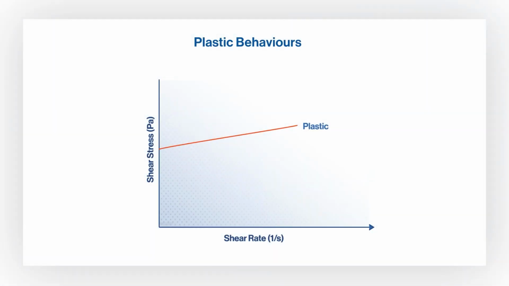Plastic fluids will act as a solid under static conditions. A certain amount of stress must be applied to the fluid before it begins to flow. This stress is called static stress. Once the static stress is exceeded, flow will begin. In this case, the fluid exhibits pseudoplastic behavior.